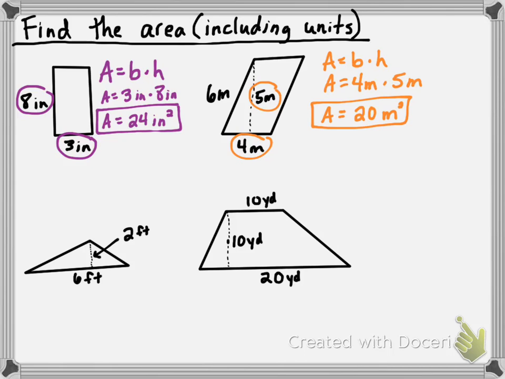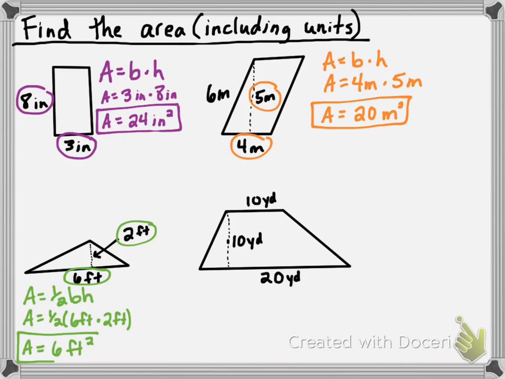Then I have a triangle. Triangle is area equals 1/2 base times height. So I get 1/2 of 6 feet times 2 feet. Well, 6 feet times 2 feet is 12 feet squared. So half of 12 feet squared is 6 feet squared. So the area of this triangle is 6 feet squared.